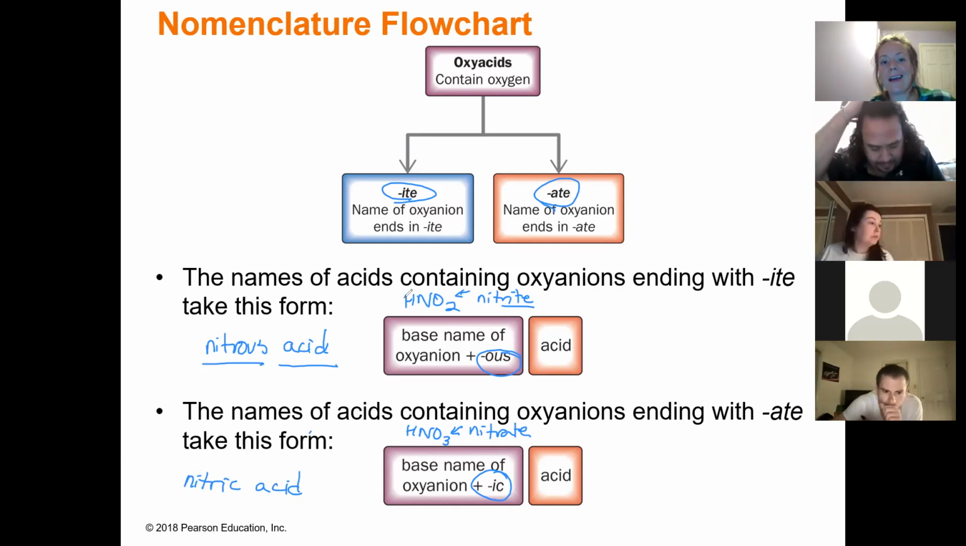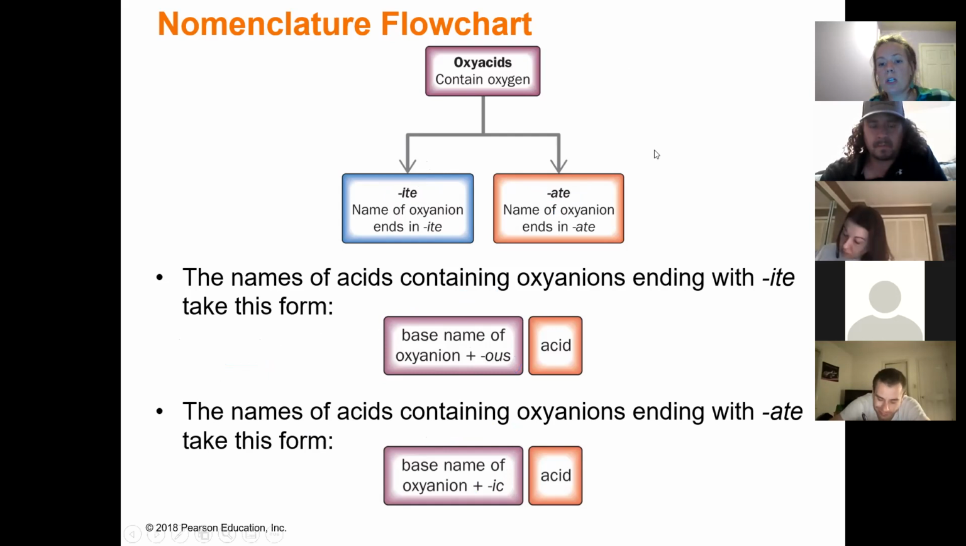Nitrous acid, nitric acid. And we have a comment in here. Yes, so to clarify, Betsy, oxyacids do not list the word hydro. We don't call this hydronitrous acid, we just call it nitrous acid. Ates become -ic, ites become -ous.